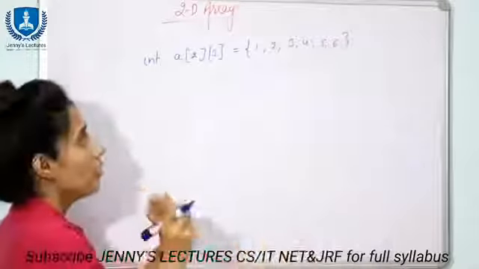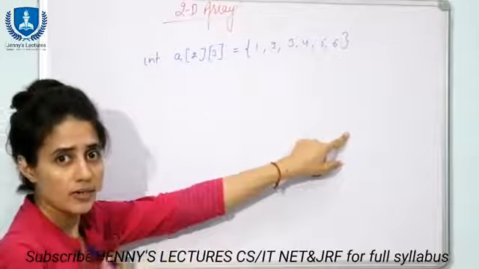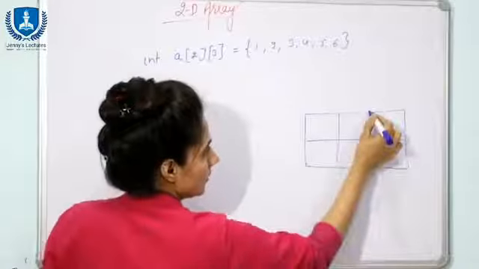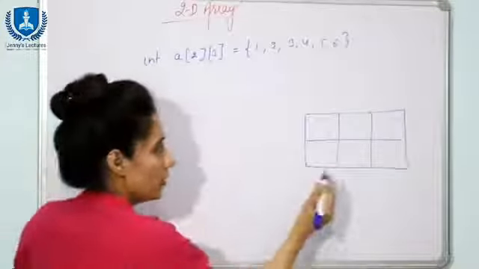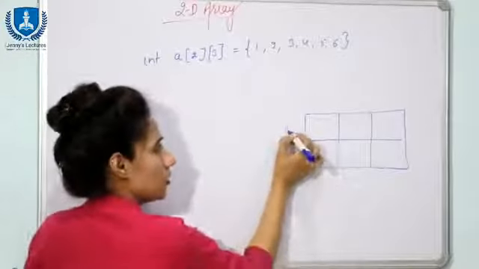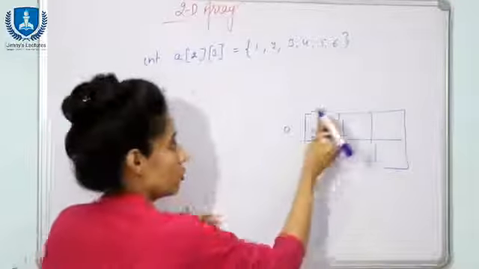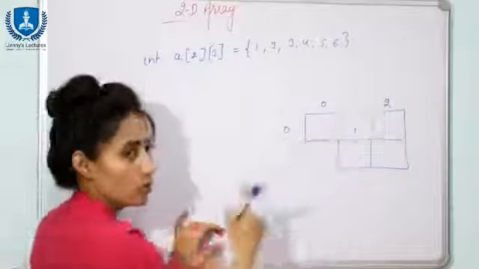Now how are these elements going to be represented in an array? See, 2 rows are there and each row is having 3 columns, right? One more important thing is that index would start from 0, as we have discussed in the 1D array. So here also index would start from 0 for row and for column.